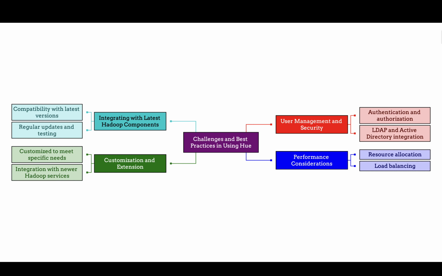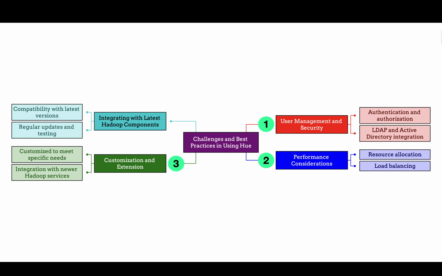Challenges and best practices in using HUE. 1. User management and security. Implementing user authentication and authorization is key for managing access in multi-user environments. HUE supports integration with LDAP and Active Directory for user management. 2. Performance considerations. In large-scale deployments, ensuring HUE's performance involves proper resource allocation and load balancing.